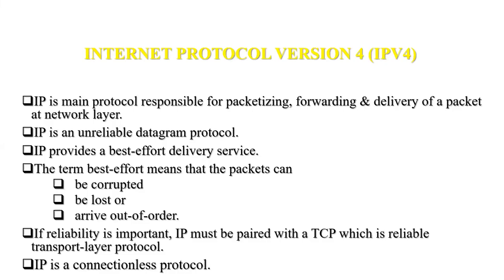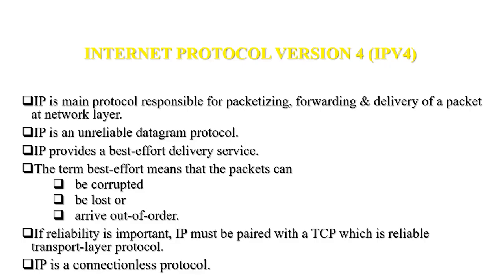Internet Protocol version 4, IPv4. IP is a main protocol which is responsible for packetizing, forwarding, and delivery of a packet at network layer. The IP is an unreliable datagram protocol which provides a best effort delivery service. The term best effort means that the packets can be corrupted, be lost, or arrive out of order. If reliability is important, IP must be paired with TCP, which is a reliable transport layer protocol.